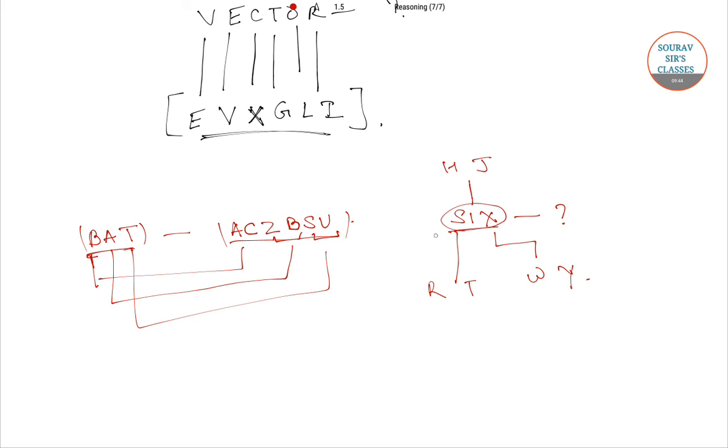So SIX would be coded as RT HJ WY. So here each letter is getting replaced by a pair of letters in which one is the letter to their left and the other is the letter to their right.